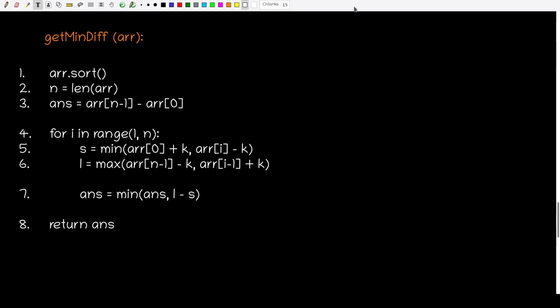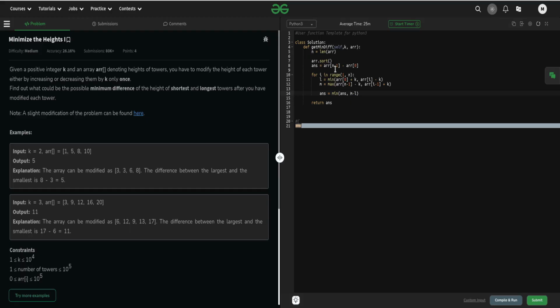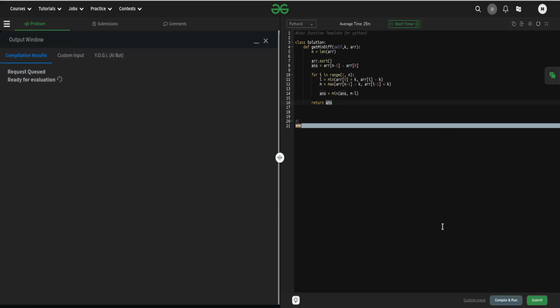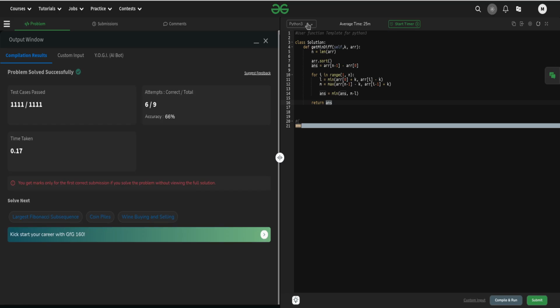Now let us see how we have implemented this in Python and C++. So first let us look at the Python implementation. In the Python implementation, n is equal to the length of the array, then we are sorting the array, and then we are setting answer equal to the difference between the height of the last and first tower, and then we are computing L and M, and then answer is equal to the minimum of answer comma M minus L, and towards the end we are returning answer. So that's the Python implementation, folks. Now let us submit our solution. So our Python solution got accepted.